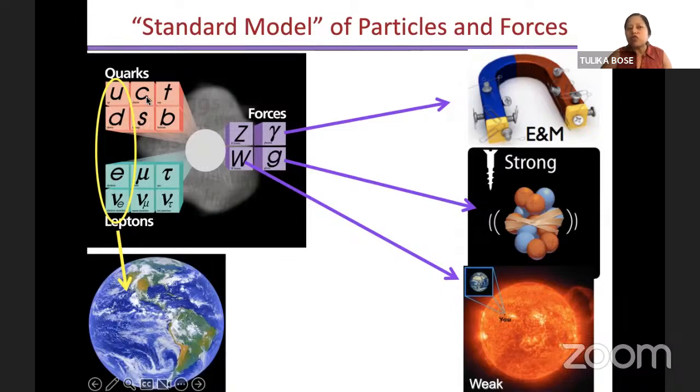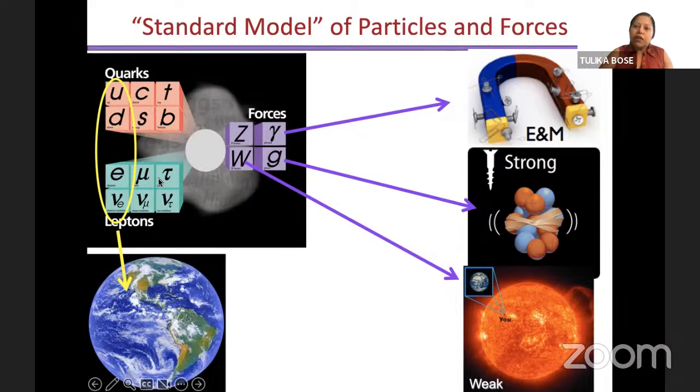Up, down, strange, charm, top, bottom. These have interesting names. And leptons, light particles such as the electron and the muon and perhaps even the tau that you may have heard of. And each of these particles has its corresponding neutral particle, or the neutrino.